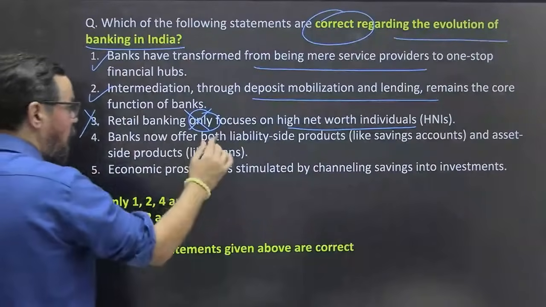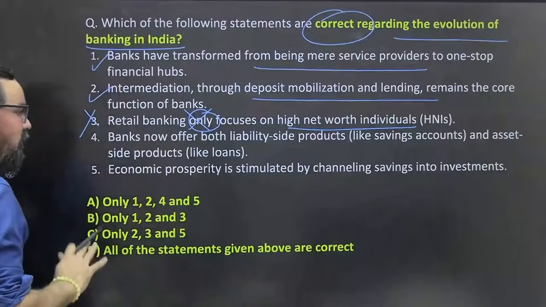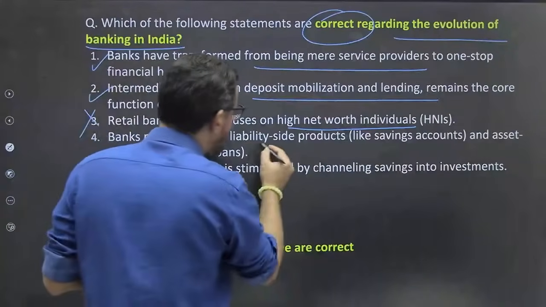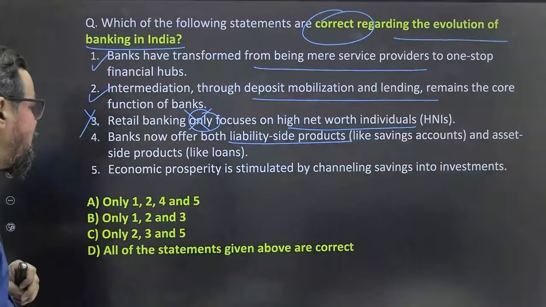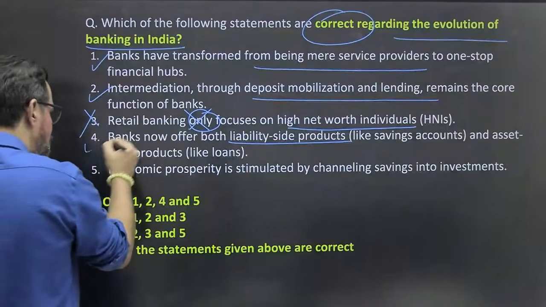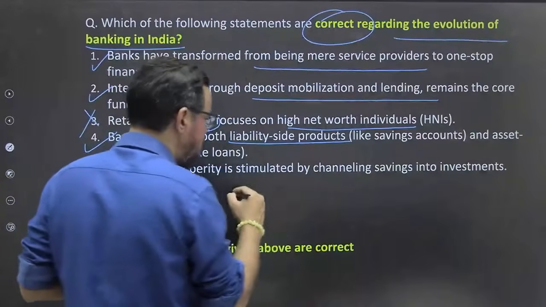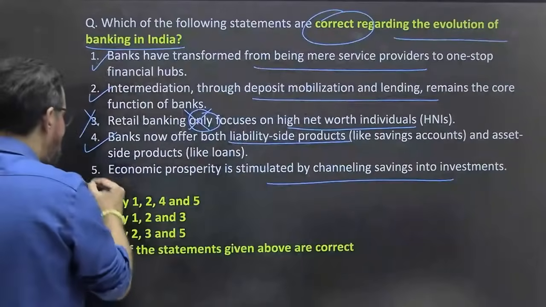So this is wrong. It is not only after high net worth individuals; it starts with the masses, then it went to the classes. Banks now offer both liability side products like savings accounts, current accounts, and asset side products like loans and advances. True. Economic prosperity is stimulated by channeling savings into investment. 100% true.